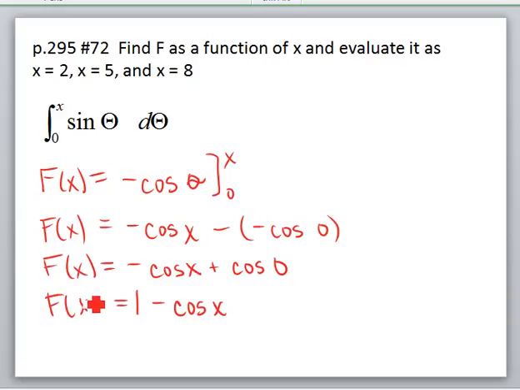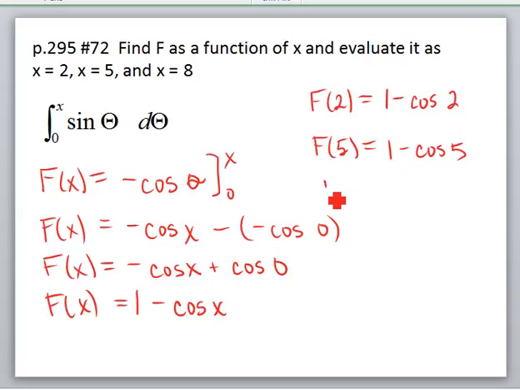Now I'll be able to evaluate each of the antiderivatives at 2, 5, and 8 just by plugging those in. So F of 2 would be 1 minus cosine of 2. F of 5 would be 1 minus cosine of 5. And F of 8 would be 1 minus cosine of 8. Now you can go ahead and put each of those into the calculator, or we can just leave those in that form.